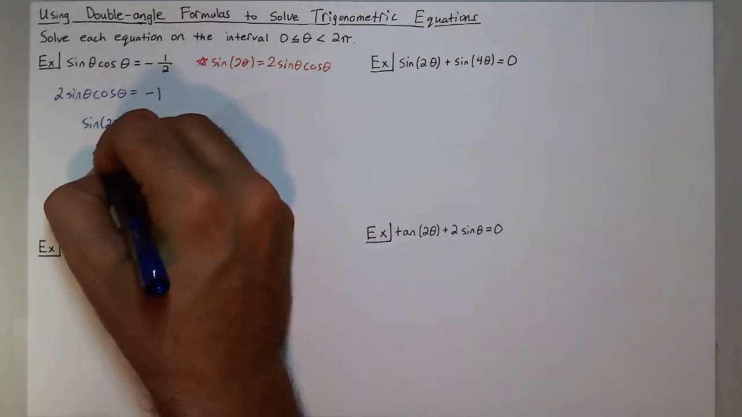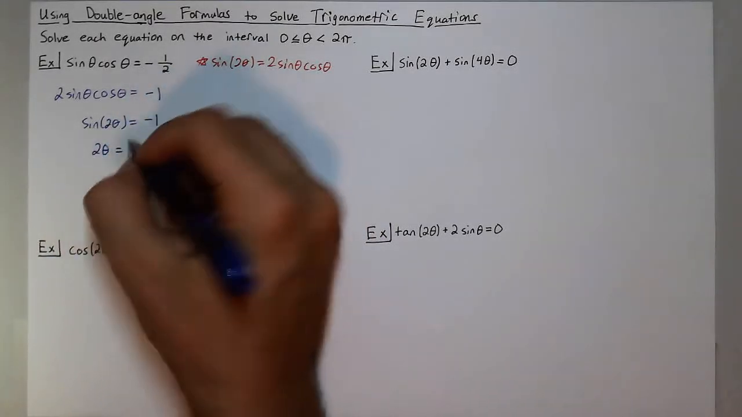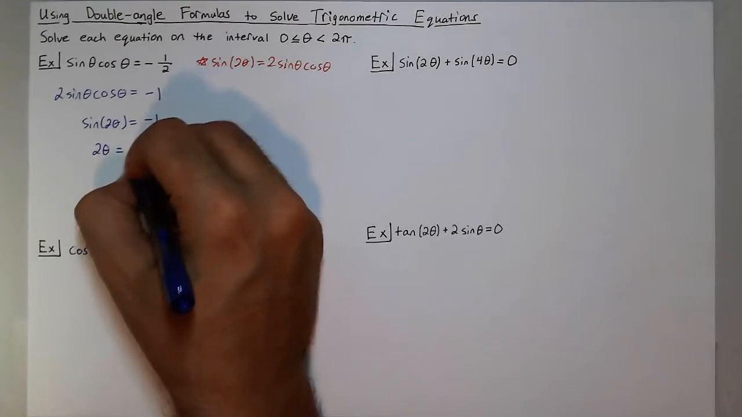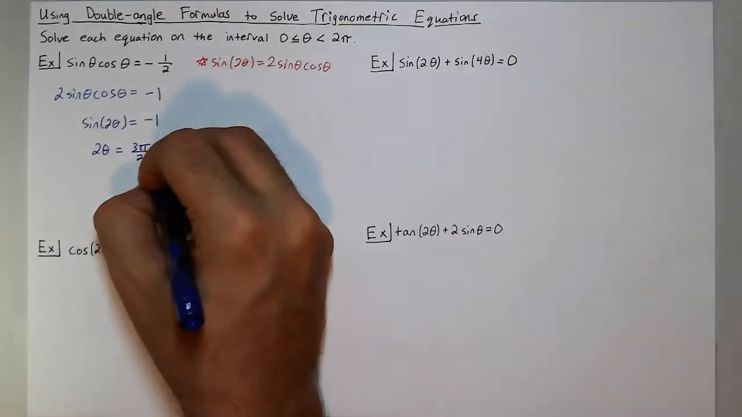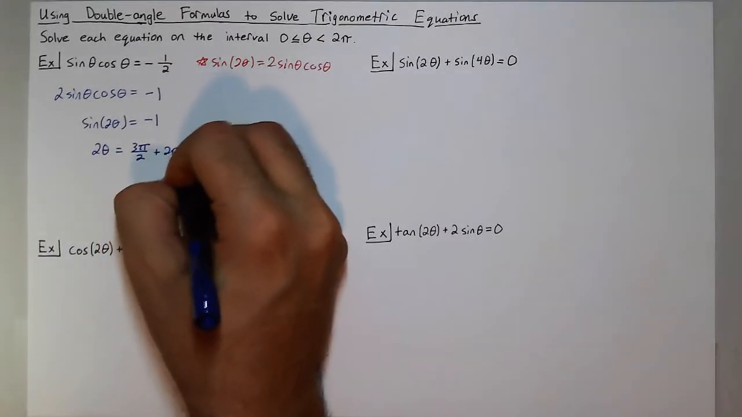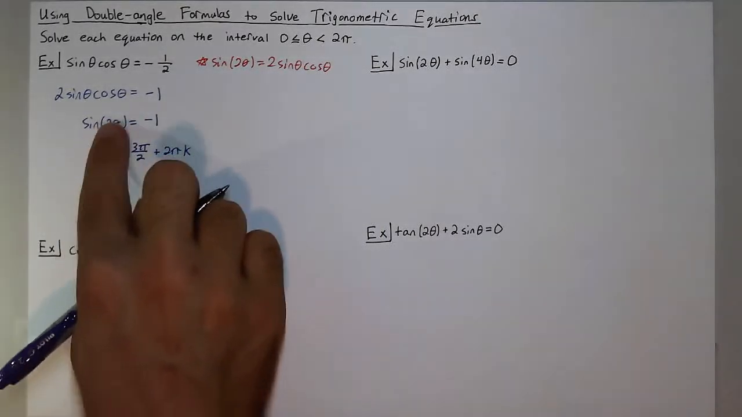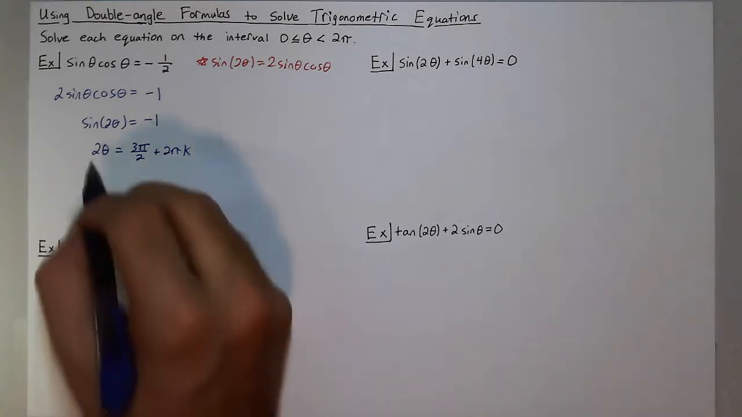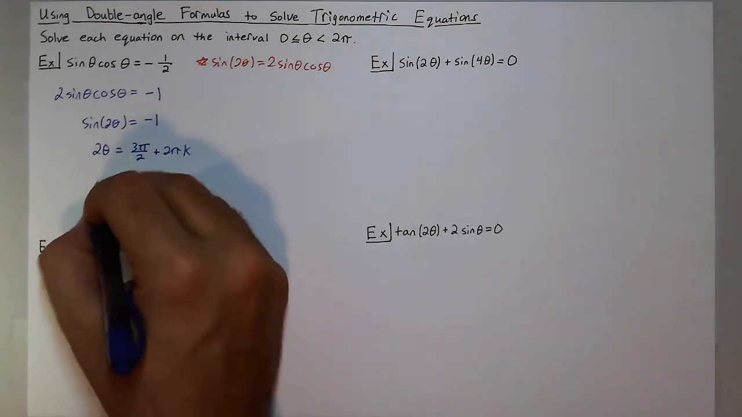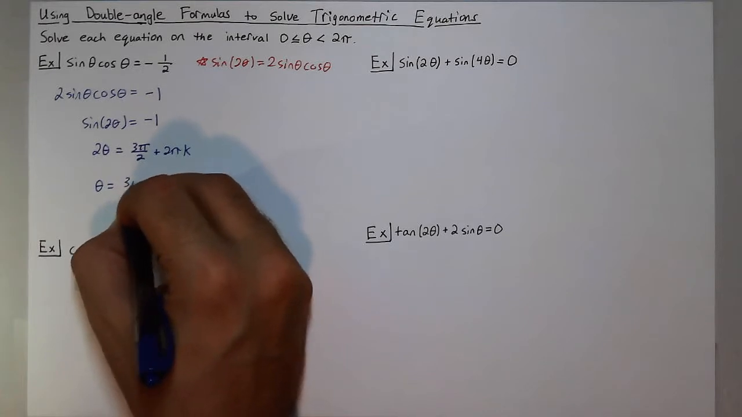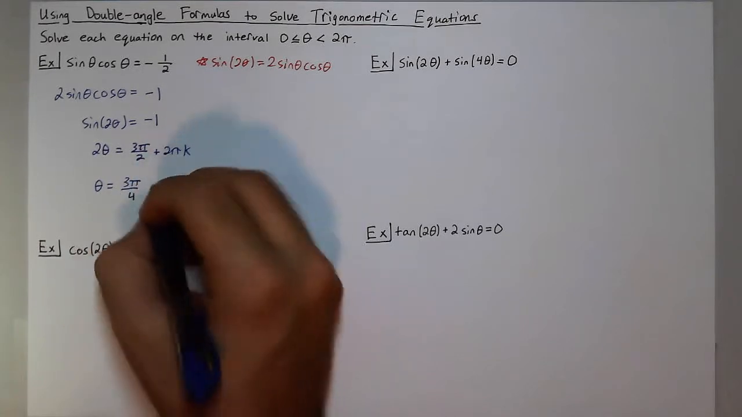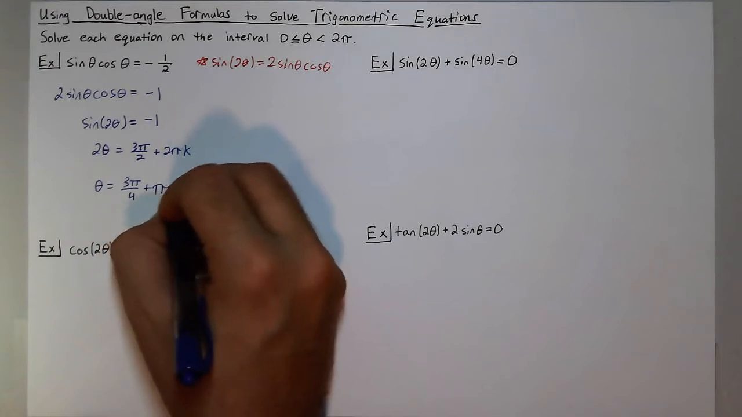That would be 3 pi over 2. Now I want to get all of the angles on this interval, so I'm going to use the general formula because I have a period change going on in my trig function. Because if I divide each side by 2, I get my general formula to be 3 pi over 4 plus pi k.